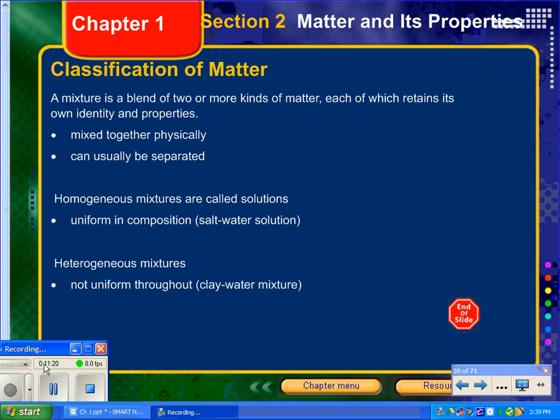Homogeneous mixtures are called solutions. They are uniform in composition, so remember, homo means same. This means that the substance will look exactly the same all the way throughout. Heterogeneous mixtures are not uniform throughout, so you can see distinct layers or distinct parts of the mixture.